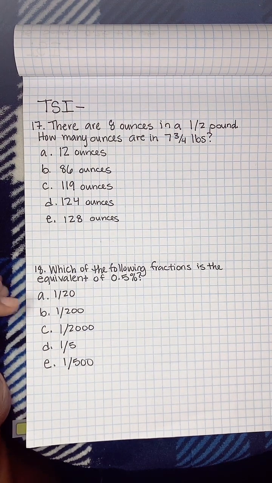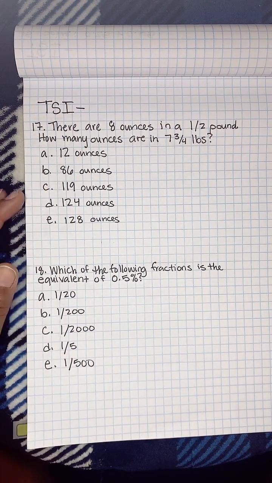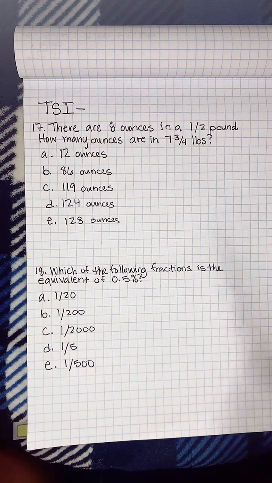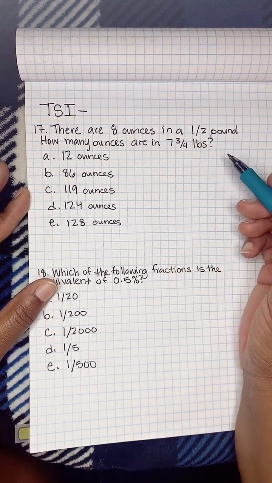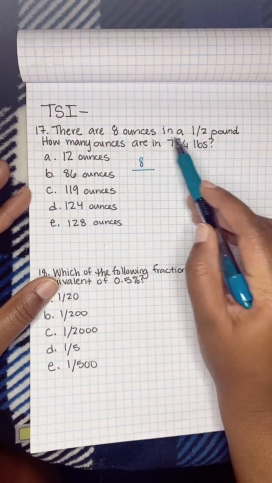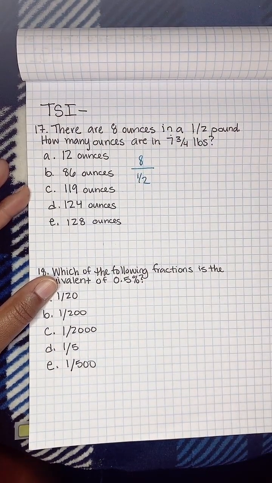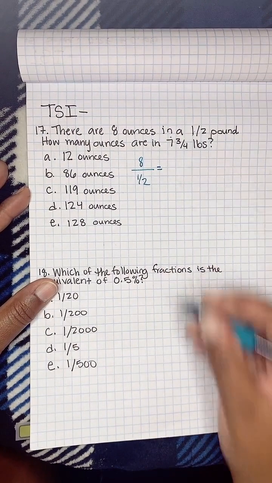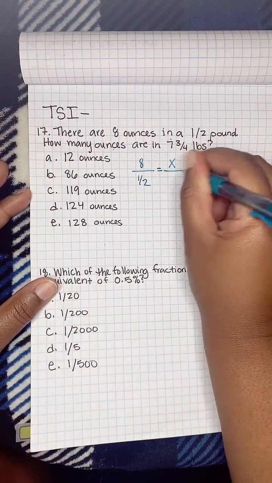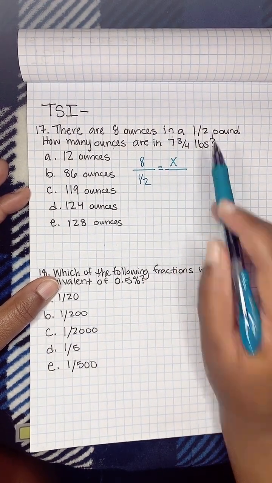So Torres said B. You got B for this? Okay. Don't let this throw you off, y'all. We're going to set this up as a proportion. So I have 8 ounces in a 1/2 pound. We're just going to put that 1/2 pound on the bottom. Equal to how many ounces? Well, I don't know. So when I don't know something, I put X next. Are in 7 3/4 pounds.